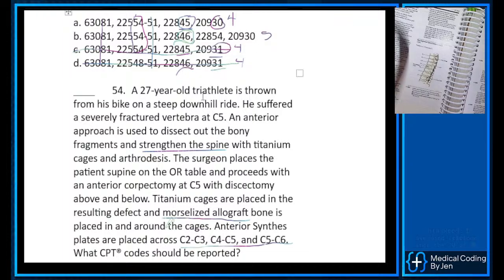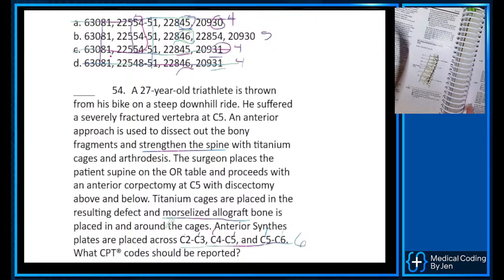This question, did you guys notice that if you use 22854 or 22845 or 46, there was a difference in the amount of vertebrae that you did, right? So in 4-5, it's 2 to 3 vertebrae. We've got 1, 2, 3, 4, 5, 6. 6 vertebrae. So you know you can't be the 4-5 code.